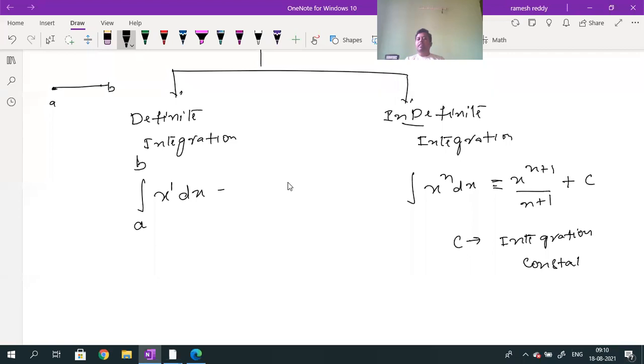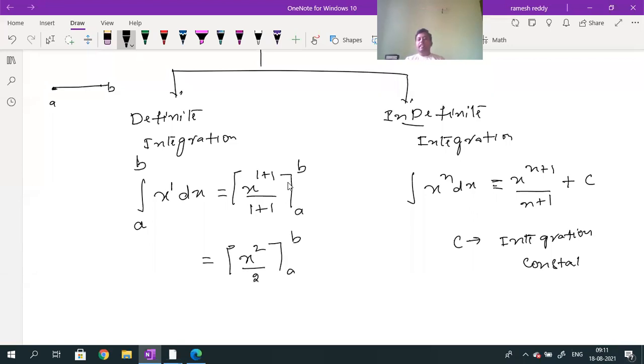Whenever it is given like this, you will know x power 1 plus 1 by 1 plus 1, but you have to write the limits also. What is the upper limit value? b. What is the lower limit value? a. So the answer is given by x square divided by 2, which can be written with limits a to b.